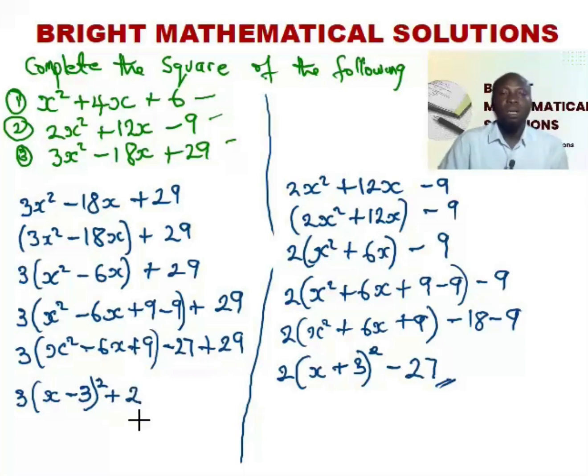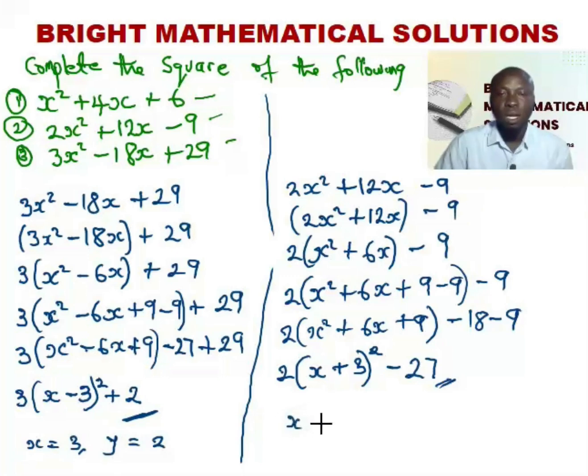So this is our expression, and this is the solution to our expression. So our x here is plus 3. From this expression, x equals 3, y equals 2. From this particular expression, x equals minus 3, and y equals minus 27.